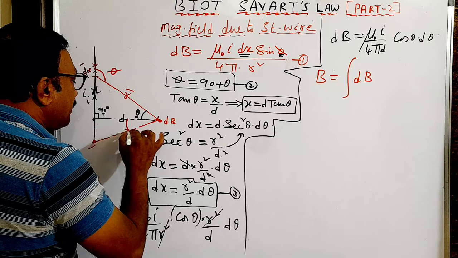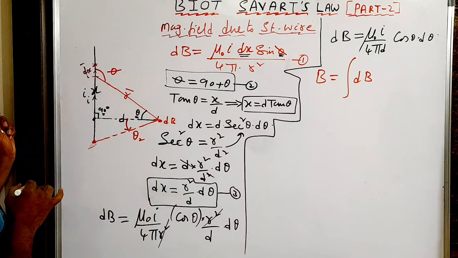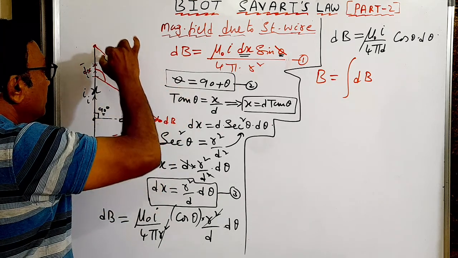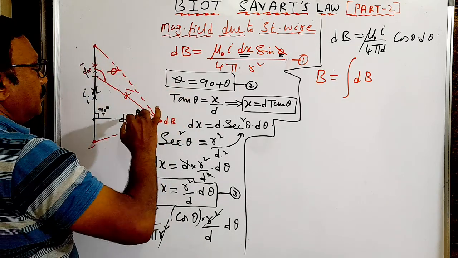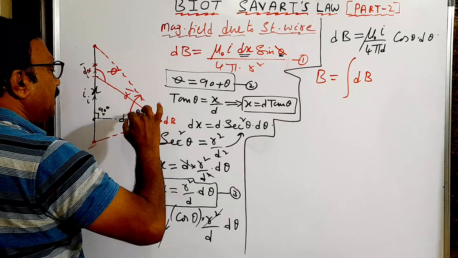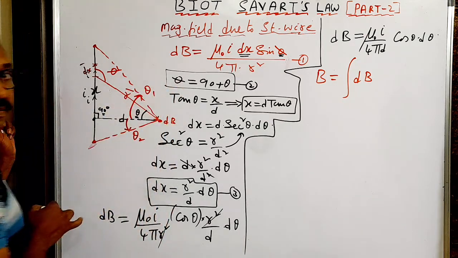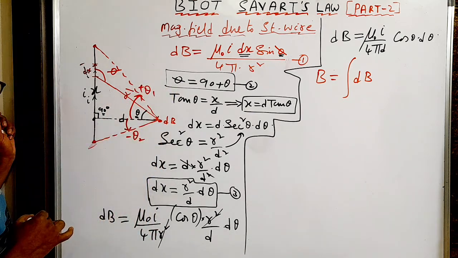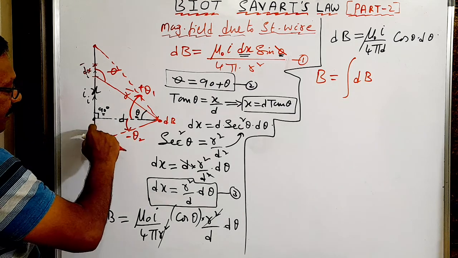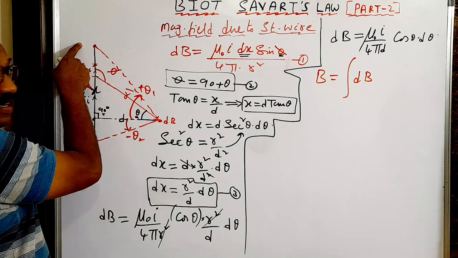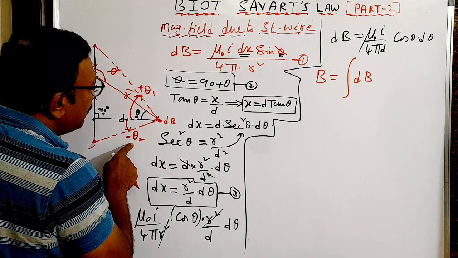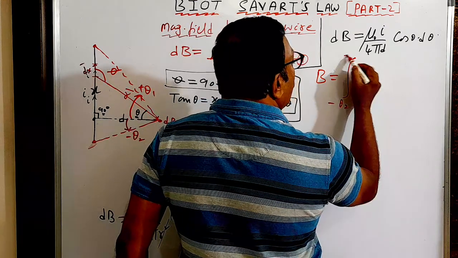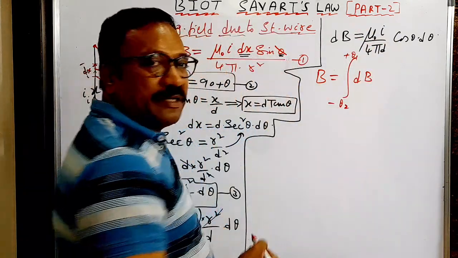So let this angle be theta 2. So another limit is this for theta. So join here also. This angle is theta 1. This is clockwise positive, this is anti-clockwise negative. Therefore, as you are taking the elements dx starting from here and ending here, the theta varies from minus theta 2 to plus theta 1. So the limits will be minus theta 2 to plus theta 1.